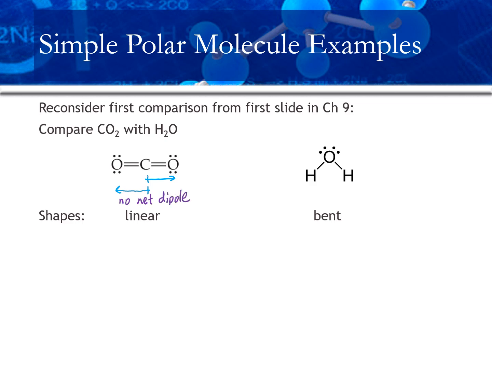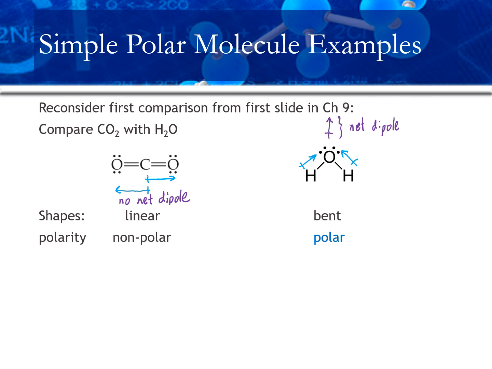In water, on the other hand, there's a polar covalent bond pointed towards the oxygen from this hydrogen. There's another polar covalent bond with a dipole pointed that way. If I add those dipoles together, the net effect is a dipole that points directly in between the hydrogen-oxygen-hydrogen bond angle and straight up. That's a net dipole. That's why carbon dioxide is nonpolar and water is polar.